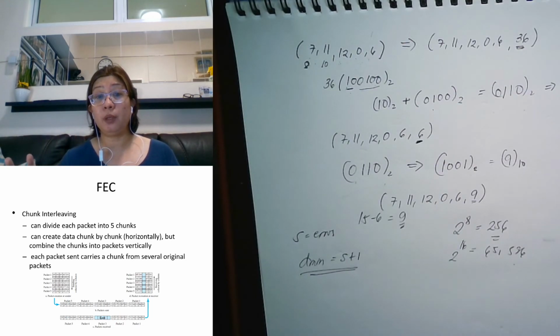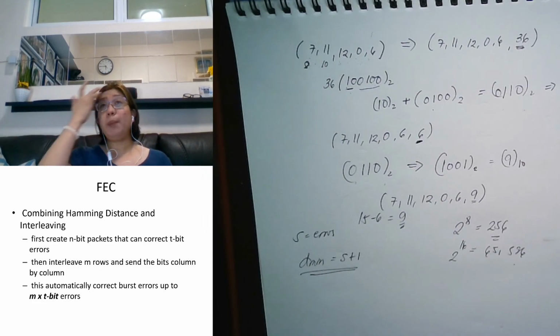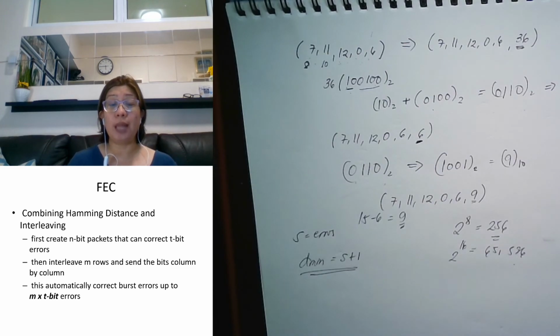The correction is just that we accept that a single chunk was lost. Now we have here a combination: combining Hamming distance and interleaving. Hamming distance and interleaving can be combined. So how do you do that?